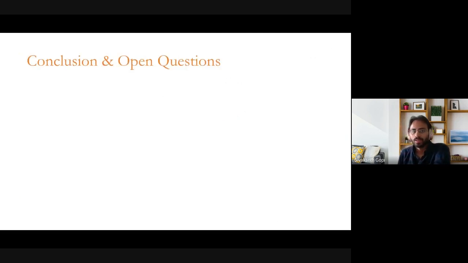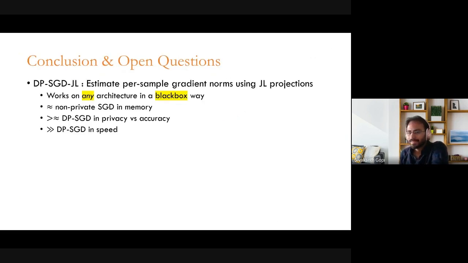Okay, so let me conclude. Given this DP-SGD-JL outcome, the key idea is that you can estimate per sample gradients using JL projections instead of computing them exactly. And it works on any architecture. It's not dependent on a specific architecture. And in terms of memory, it's similar to non-private SGD. And in terms of privacy versus accuracy, we've seen that depending on the number of JL projections, you can actually match DP-SGD. You need something like 30 JL projections to actually be equal. And it's much faster in terms of speed.